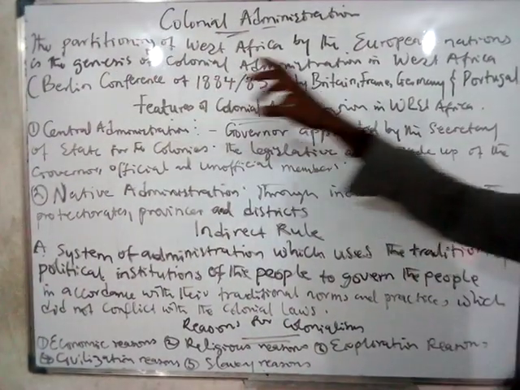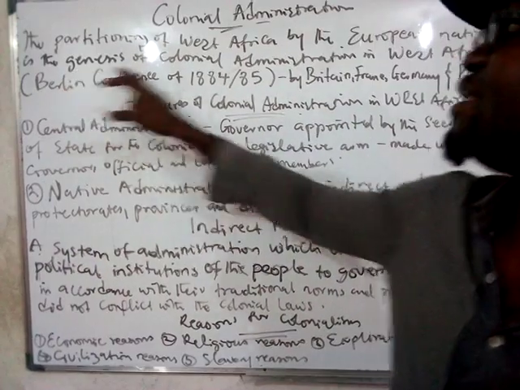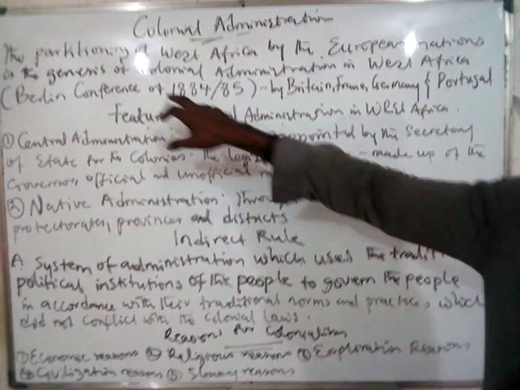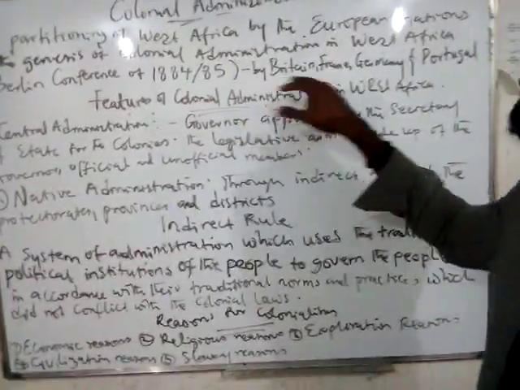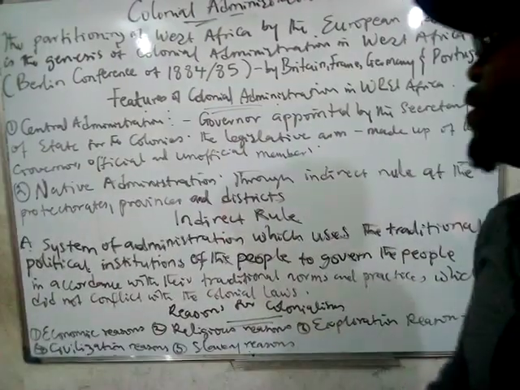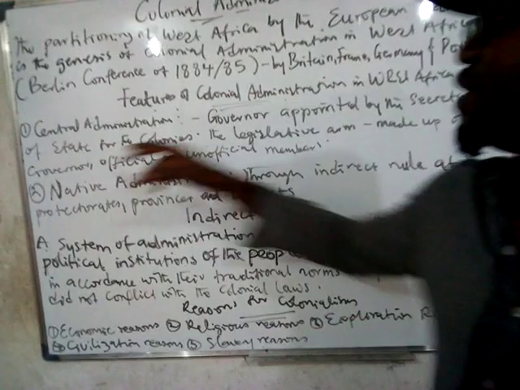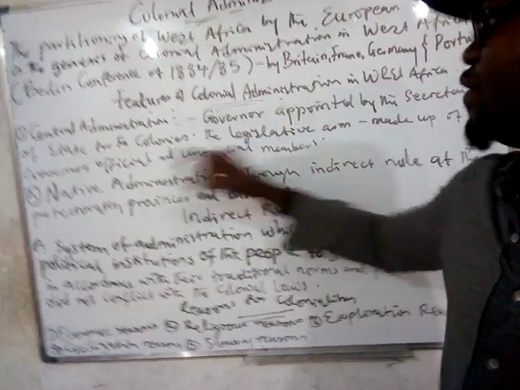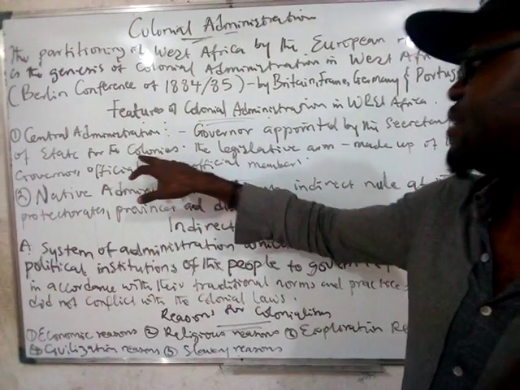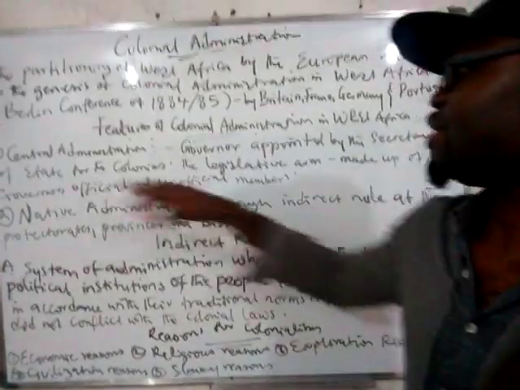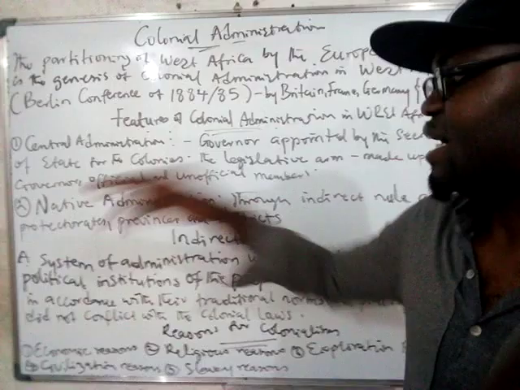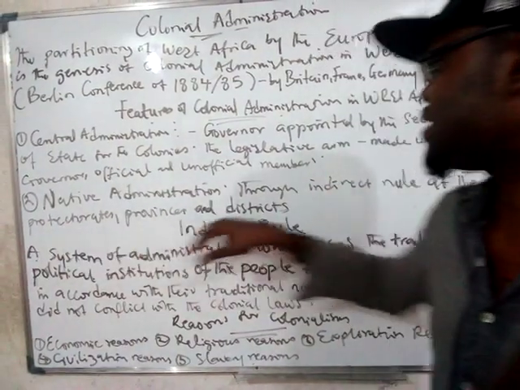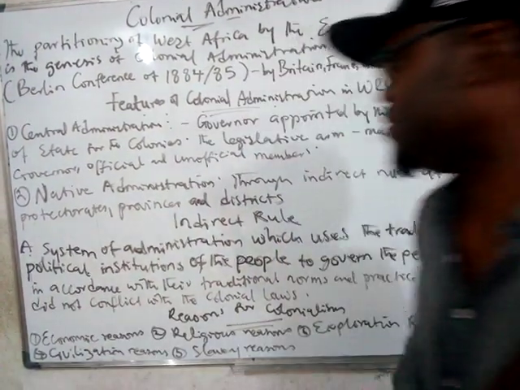The partitioning of West Africa by the European nations is the genesis of colonial administration in West Africa, and it actually started in the Berlin Conference held in 1884-85 by Britain, France, Germany, and Portugal. Features of this colonial administration include central government headed by the governor, who is appointed by the Secretary of State of the colonies or the colonial masters. The legislative arm made up of the governor, official and unofficial members, and then the native administration through indirect rule at the protectorate, province, and district levels, administering governance.